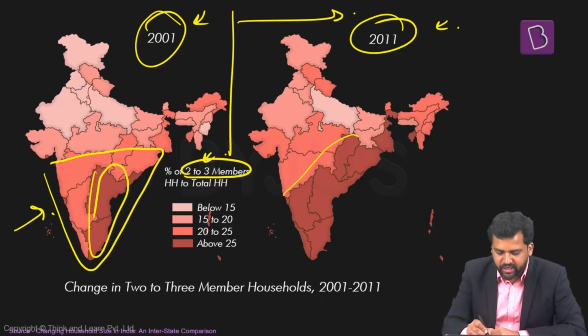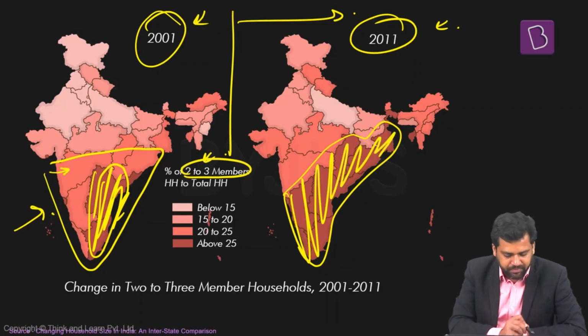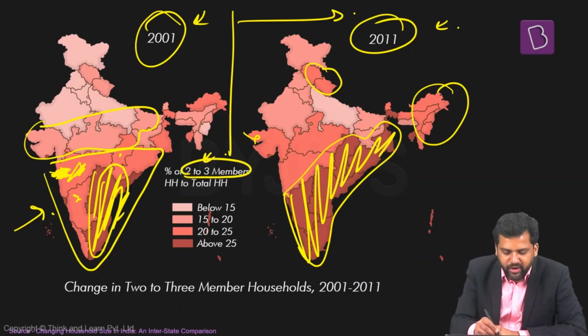If you look at the darkest red, it has increased further. This darkest red has increased to so many places. The other kind of red, the slightly pinkish red, is in Maharashtra, Karnataka, Chhattisgarh, and Odisha. This has also increased to some other places, for example Gujarat, some of the northern parts of India, and many of the northeastern parts of India. This slightly pink version of red, now you will find in many other places.